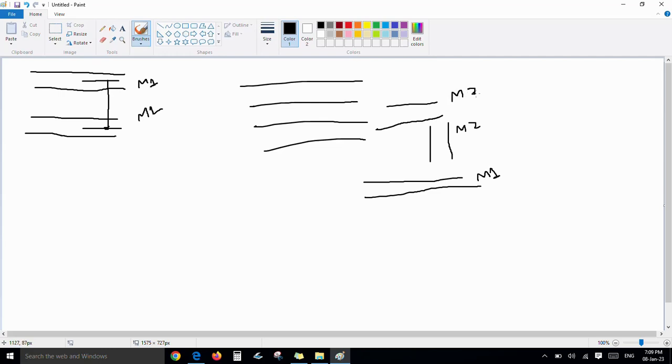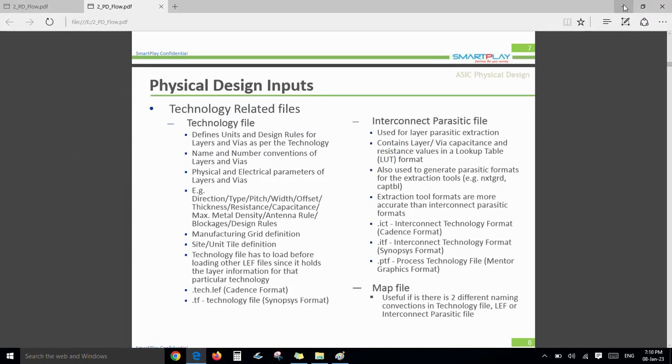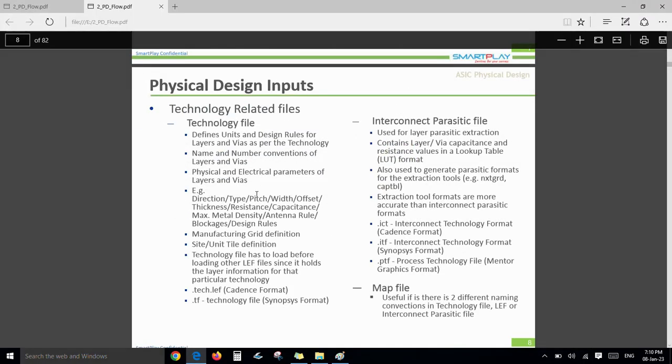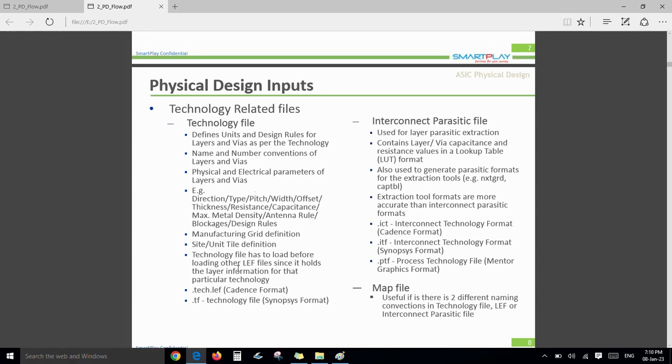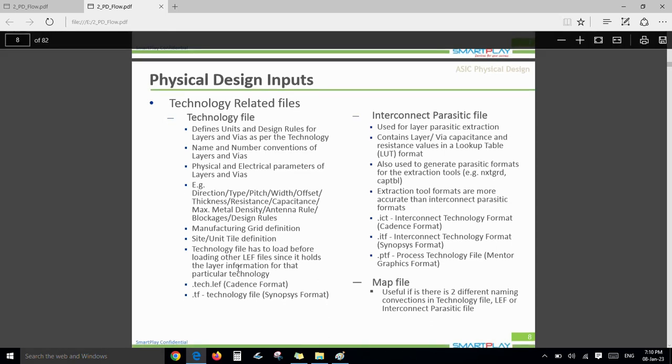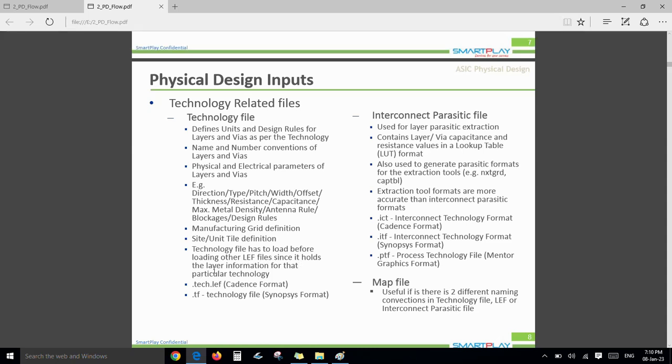So the alternative way, M3, M4, and M5, so like this it will be. Those things we need to remember. According to the technology it is going to change, we can't predict that. And the technology file has to load before the LEF file, since it holds layer information, so obviously. So the technology file is very important. Without that we can't route the design, we can't place the standard cells, everything.